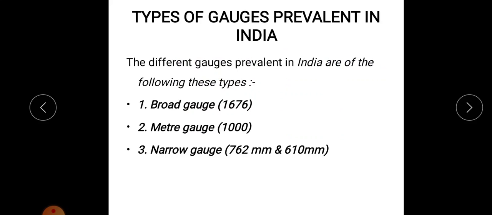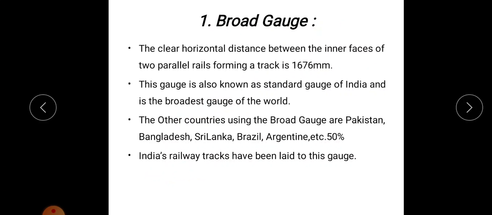So next we will discuss the types of gauges individually. The different gauges which are provided are broad gauge, meter gauge and narrow gauge. First one, broad gauge. Here the clear distance between the inner faces of two parallel rails forming a track is 1676 mm, and this is also known as the standard gauge of India, and it is the broadest gauge of the world. Other countries which are using this broad gauge are Pakistan, Bangladesh, Sri Lanka, Brazil, Argentina, etc. And 50% of India's railway track has been laid to this gauge.